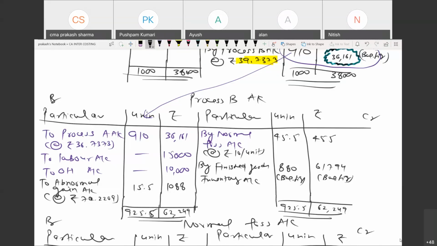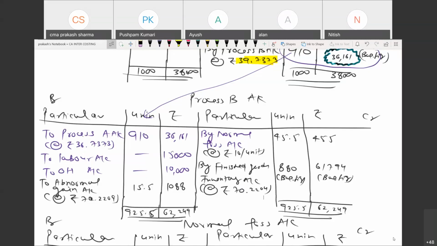So when you divide 61,794 by 880, your rate becomes 70.2204. Okay, sir, it might fluctuate marginally. By doing this, you can also check whether your final answer is correct or not, because abnormal gain, abnormal loss, and final output are valued at the same rate.